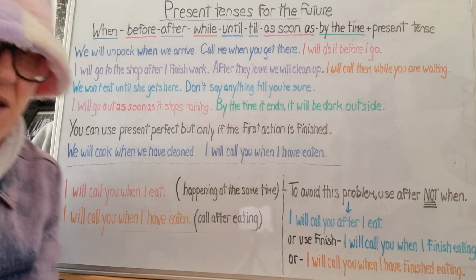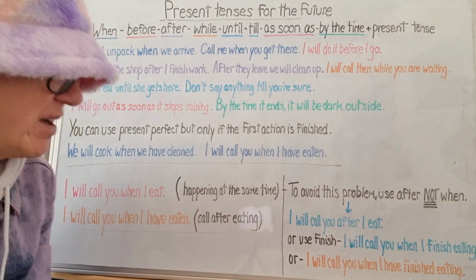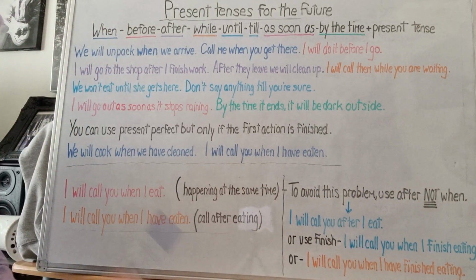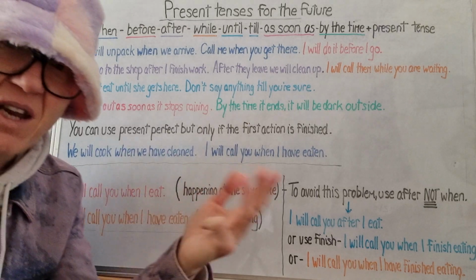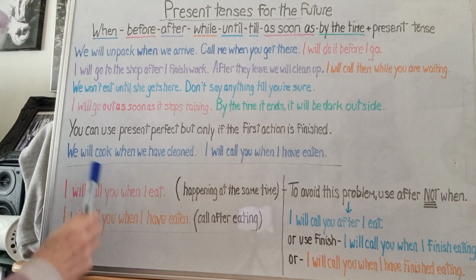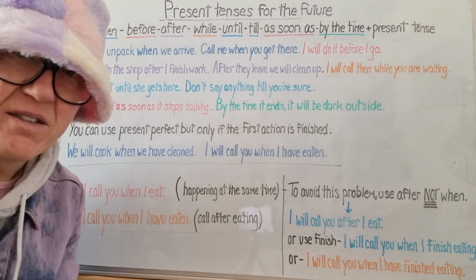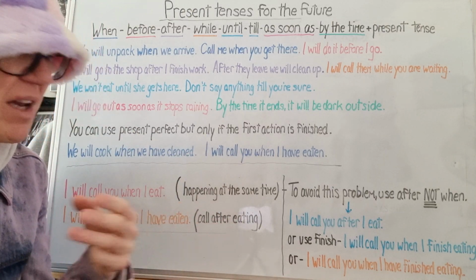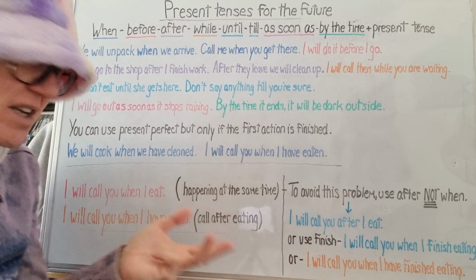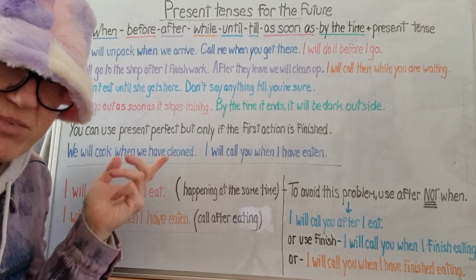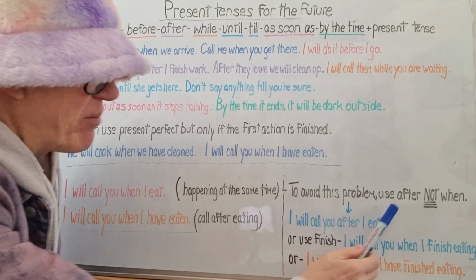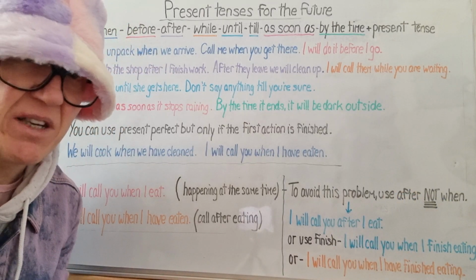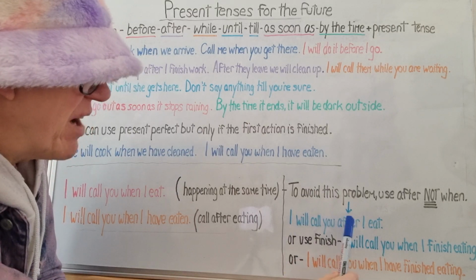Call after eating. Now you can avoid this problem. To avoid this problem, use after, not when. Imagine, I will call you after I eat. Problem solved. We will cook after we clean. So it's only a problem with when, really, to be fair. But I have to tell you about it because it is something you can use. Some people use it. But you can avoid that problem. Just don't use when, use after. Because when has a duplicitous meaning, okay? I will call you after I eat.